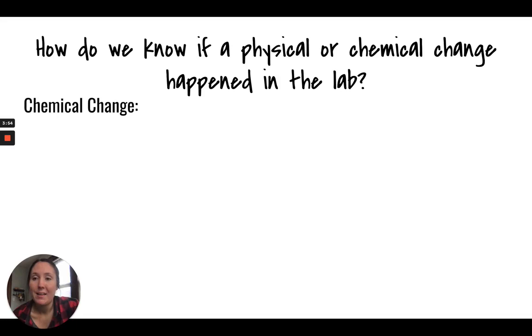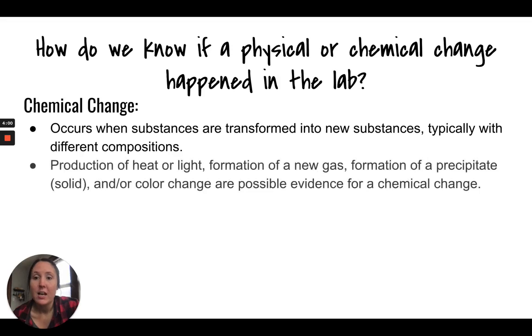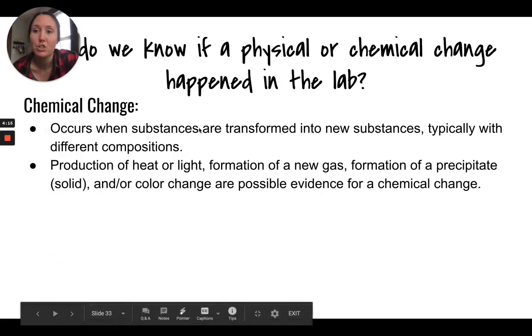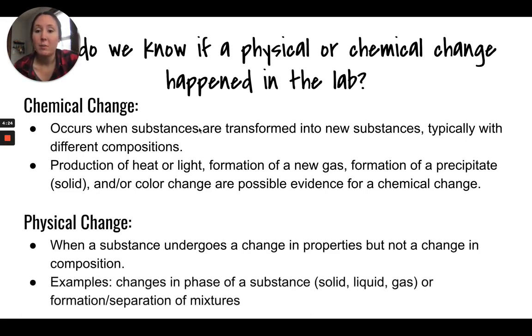So in a chemical change, we're creating a new substance with a different composition. Here is some possible evidence of a chemical change. You could see the production of heat or light, formation of a new gas, formation of a precipitate, and or a color change. With a physical change, you're changing the properties but not the composition of the substance. So you might see a change in phase. That's a very common example of a physical change, or the formation or separation of a mixture are 2 common examples of what you might see in the lab.